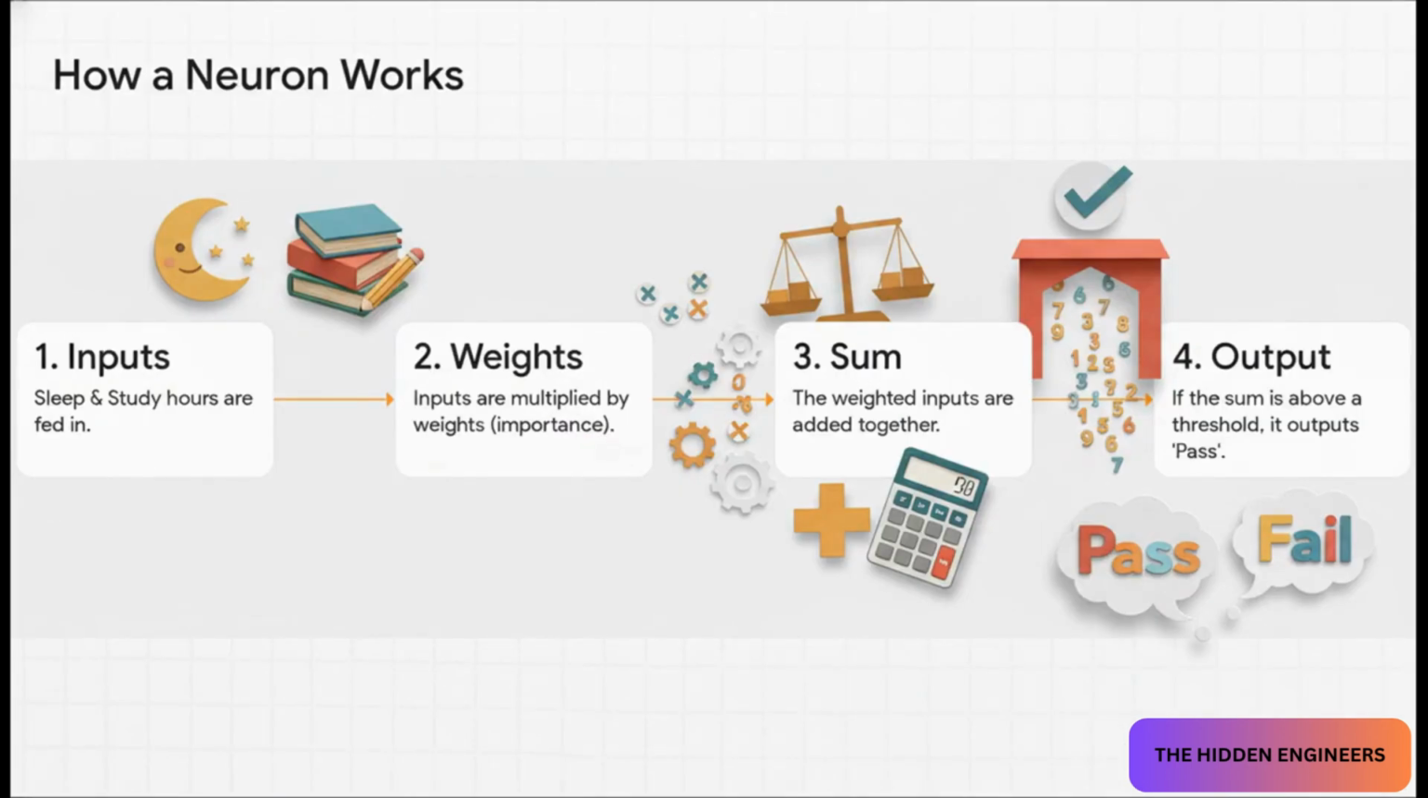It's pretty simple. First, you feed it the inputs. In our case, hours of sleep and hours of study. Each of those inputs gets multiplied by a weight, which is just the neuron's way of deciding how important each input is. Then, it just adds everything up. And if that total number is above a certain threshold, the neuron fires and says, pass. If it's not, it says, fail. The whole learning part is just the process of finding the absolute perfect weights for those inputs.